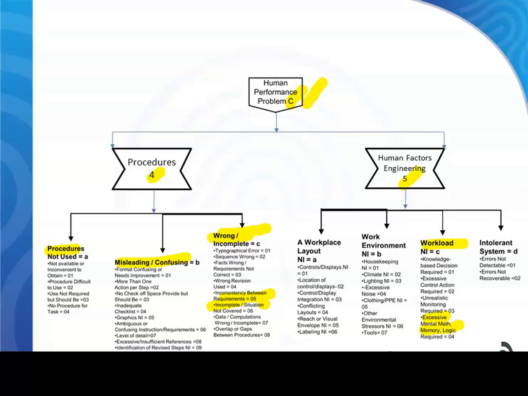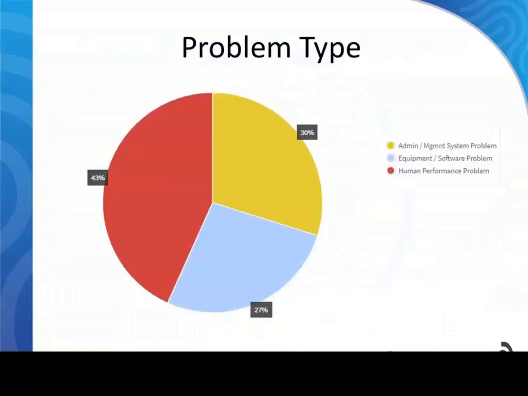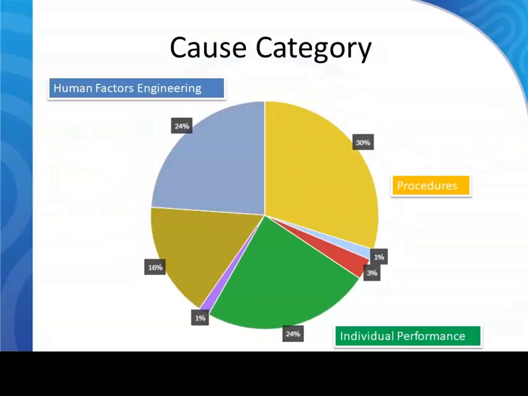Once you have coded them all, and that's the beauty of it, then, of course, we are able to see what our major contributors are. In this case, equipment, because of this assessment, was like this. So we ended up with this type of areas of opportunity. So human performance problem, it's 43%, so I'm going to address that. But what about human performance problem? Well, this is my cause category. Most of my issues are human factors engineering or procedures or individual performance.